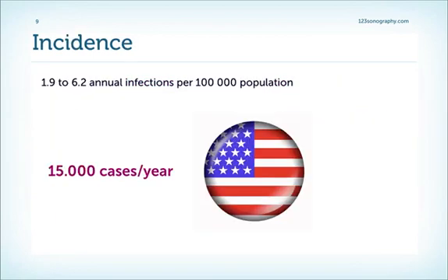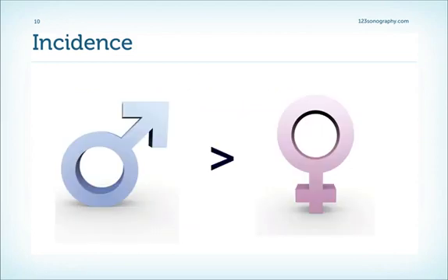It's quite difficult to really determine the true incidence of endocarditis, and it also seems to vary from country to country. But in the literature, we find an incidence somewhere between 1.9 to 6.2 annual infections per 100,000 population. This translates into approximately 15,000 cases of endocarditis in the United States. The incidence also seems to increase with age. And it is also more frequent in the male versus the female population by a ratio of approximately 3:1 to 6:1.